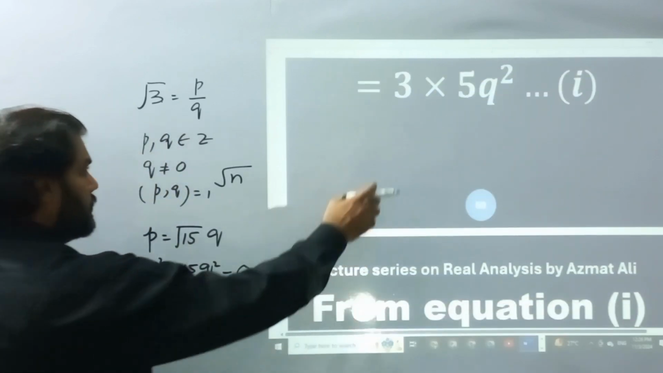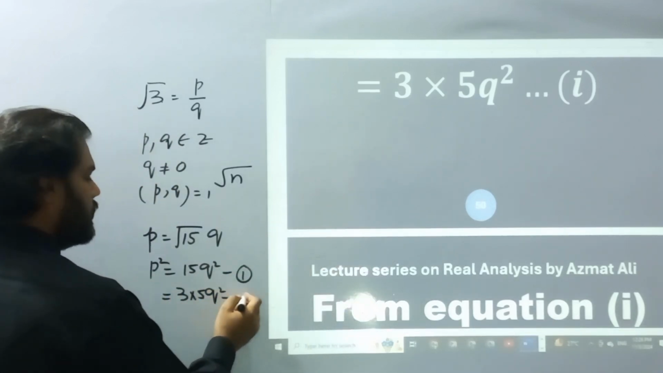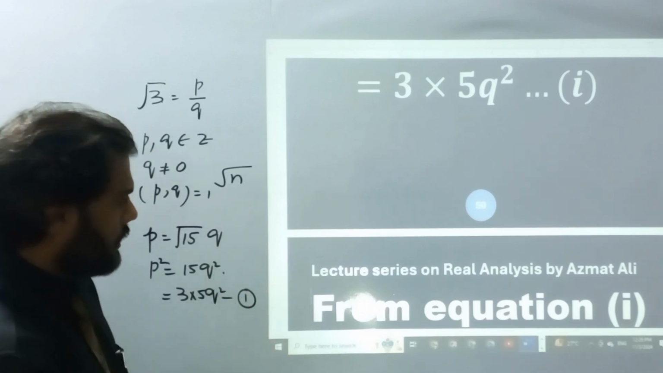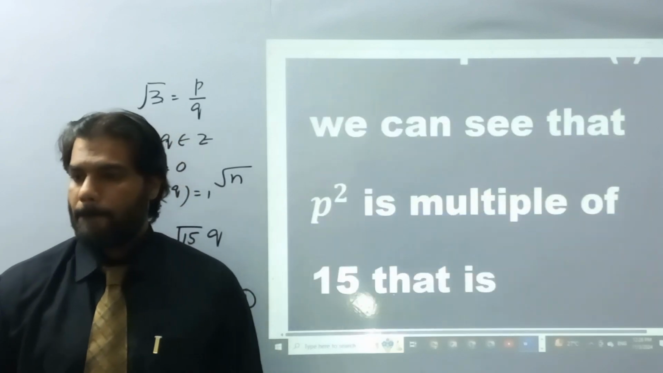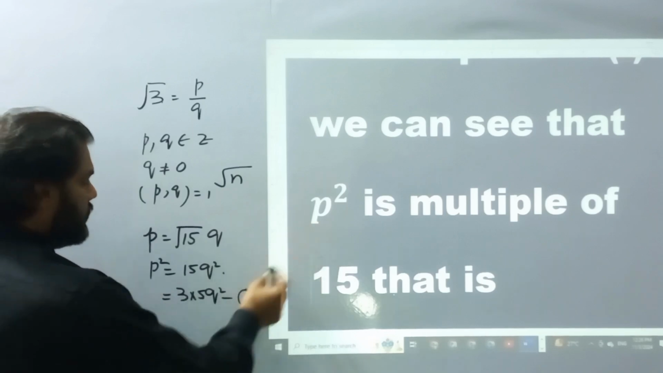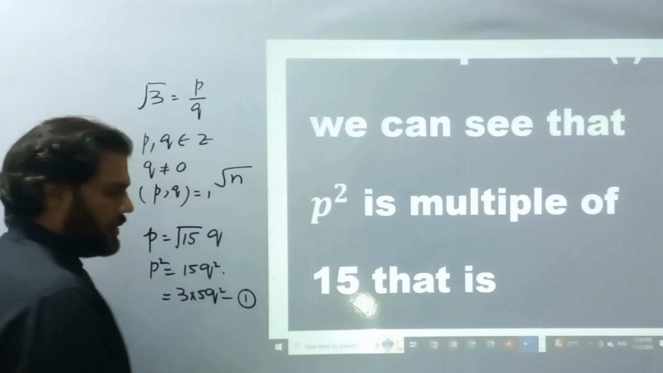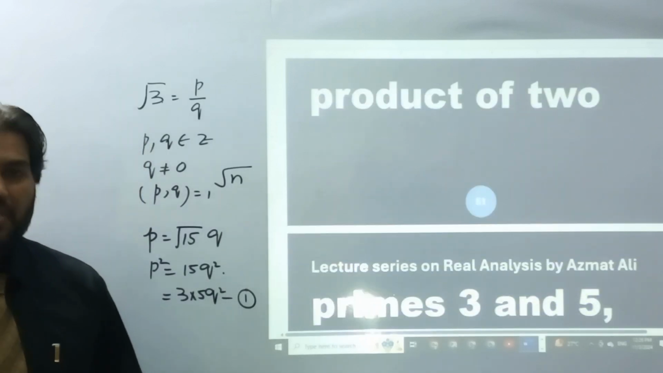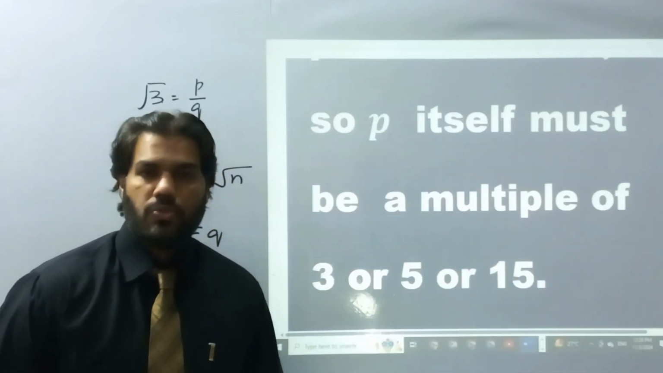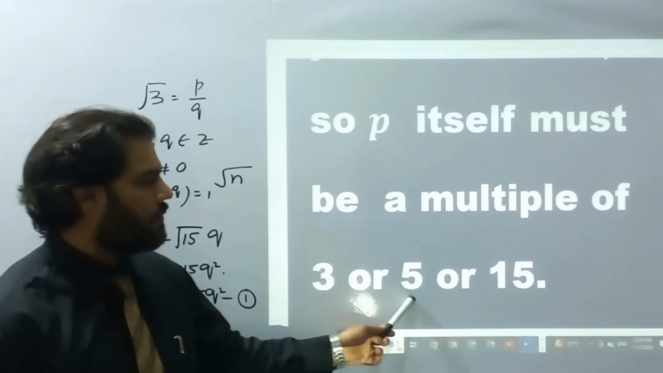Further, this equation can be written as 3 into 5 q square. This is the important step. Say this is equation number 1. We can see that p square is a multiple of 15, that is, 15 is a product of two primes, 3 and 5. So p itself must be a multiple of 3 or 5 or 15.